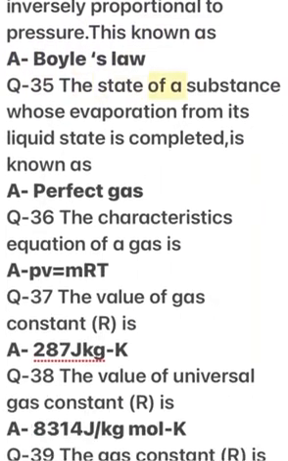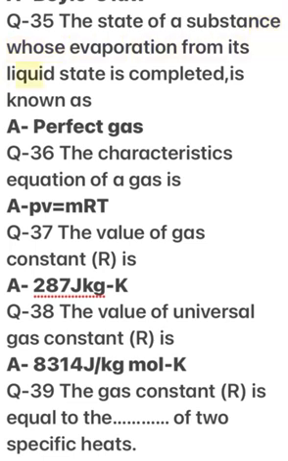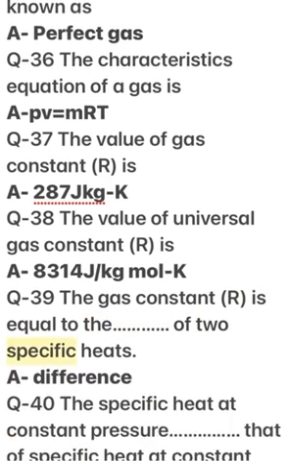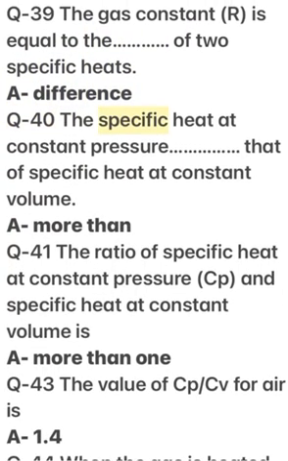Q35. The state of a substance whose evaporation from its liquid state is completed is known as a perfect gas. Q36. The characteristic equation of a gas is PV equals mRT. Q37. The value of gas constant R is 287 J/kg-K. Q38. The value of universal gas constant R is 8314 J/kg mol-K. Q39. The gas constant R is equal to the difference of two specific heats. Q40. The specific heat at constant pressure is more than that of specific heat at constant volume.